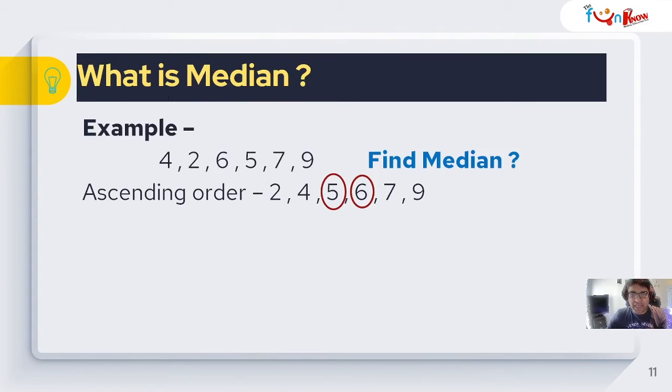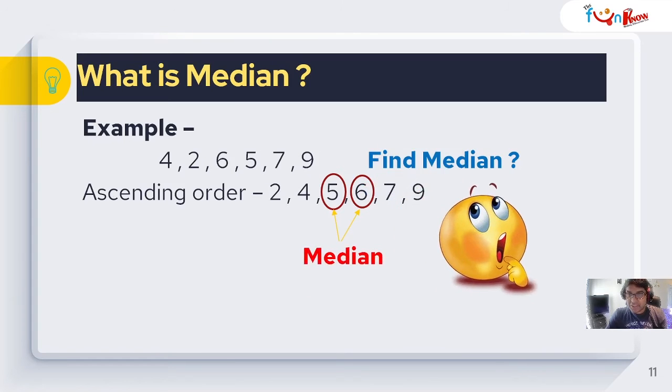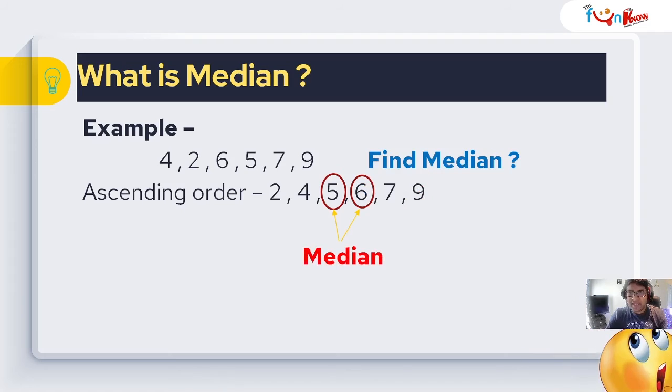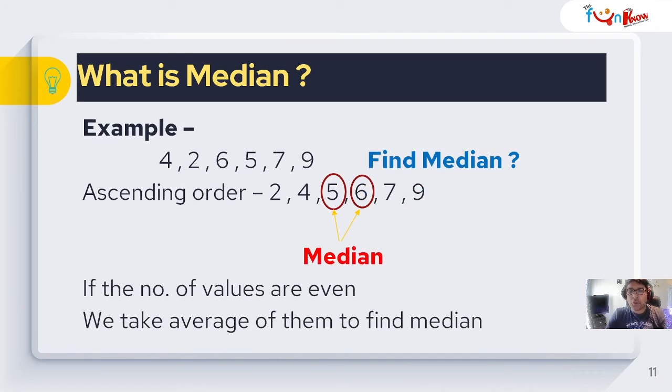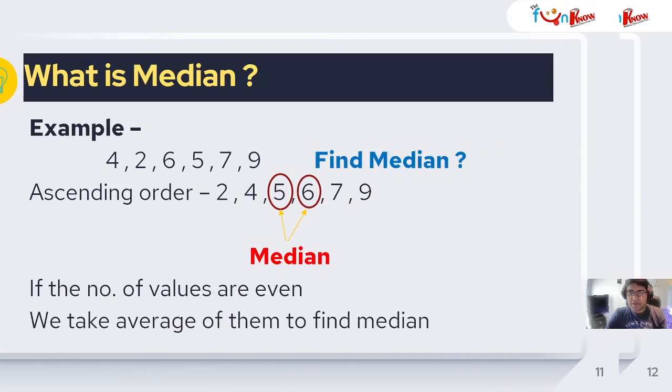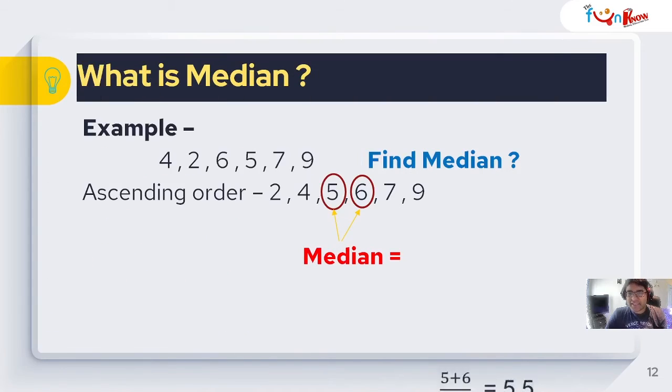Okay, so look at this, 5 and 6. The 5 has 2 numbers on the left-hand side while the 6 has 2 numbers on the right-hand side. So it looks like 5 and 6 are the middle numbers. And what do we do? We take the average. We find the average of those two numbers, and the average of 5 and 6 is 11 by 2, which is 5.5. So if somebody asks what is the median of these numbers, it's 5.5.